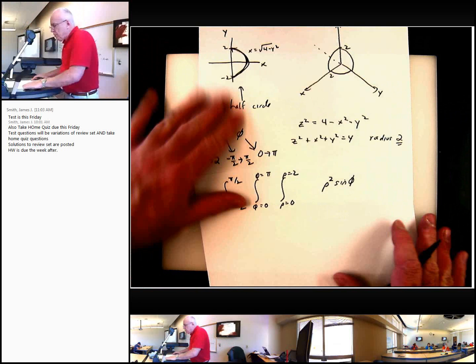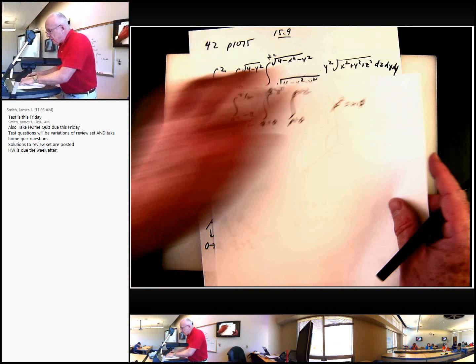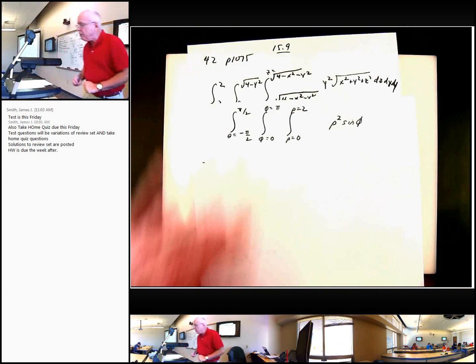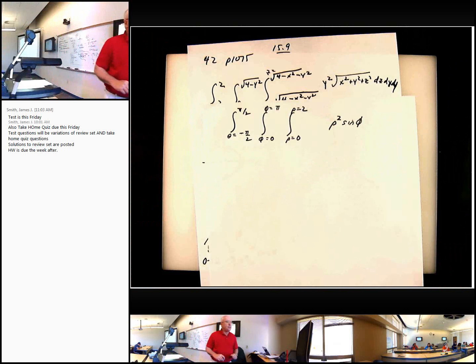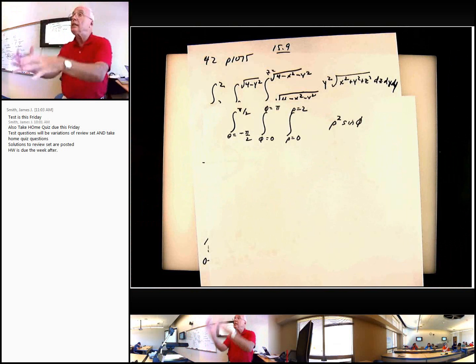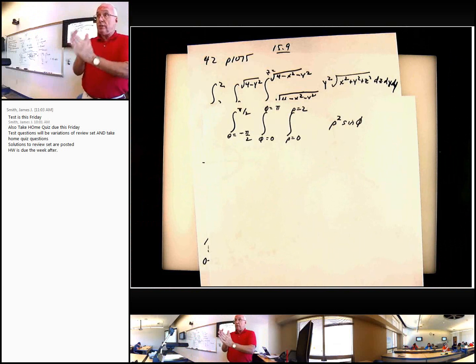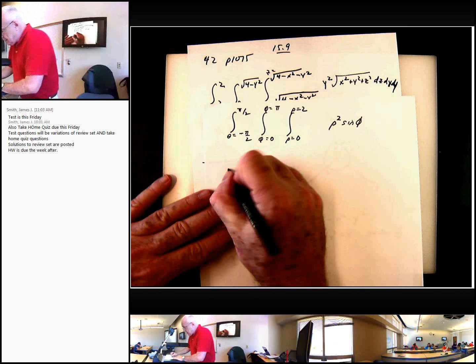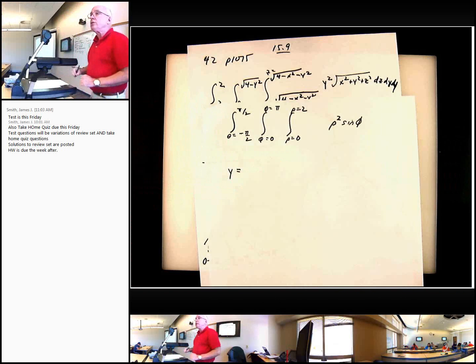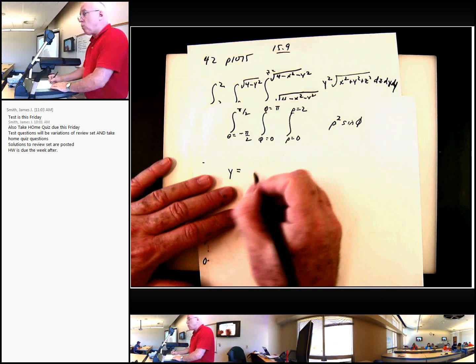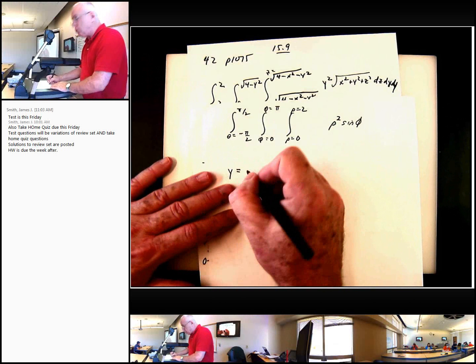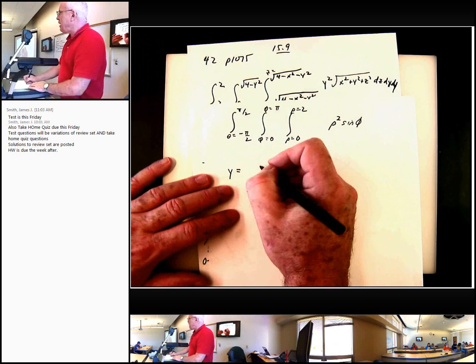Well, what is it we're integrating? We're integrating this, y squared times the square root of x squared plus y squared plus z squared. So now I have to get that in spherical coordinates, because that's what we're working with. Now, folks, I do give you this hint on the test because there's a lot to memorize. I do tell you that y is equal to what?